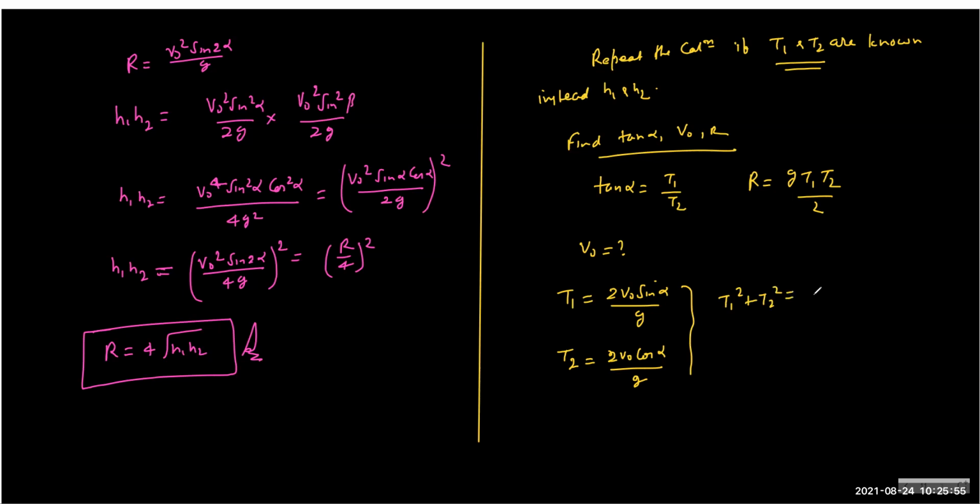The moment you square, you'll get 4 v naught whole square by g square. In fact, you can say 2 v naught by g whole square. So we got the answer. So v naught is how much? g by 2 under root of t1 square plus t2 square.